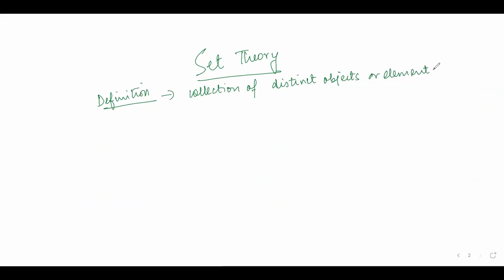So let's begin our topic for today, that is set theory. Let's begin with absolutely the basics. What is a set? The definition of a set. A set is a collection of distinct objects or elements. It has to be distinct. It can't be the same. An example would be a set A is the letters A, B, and C. This is a set.